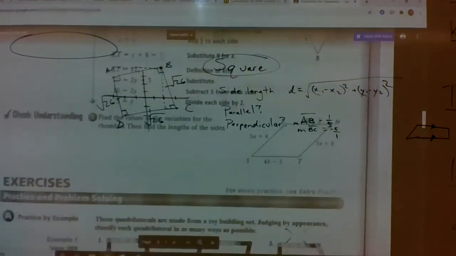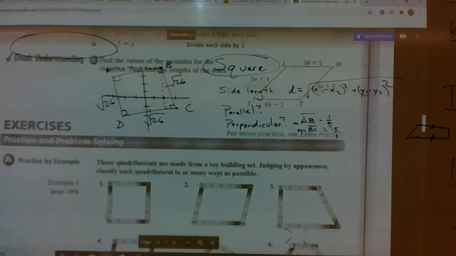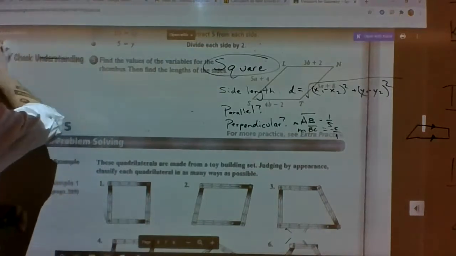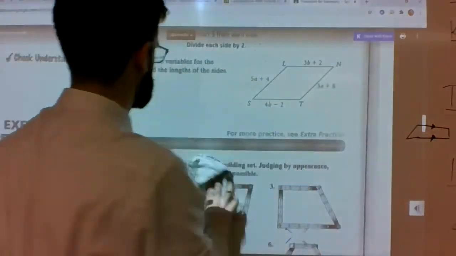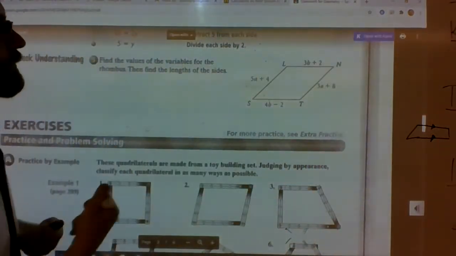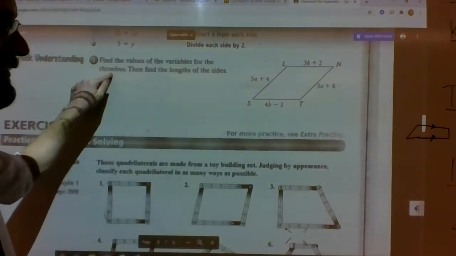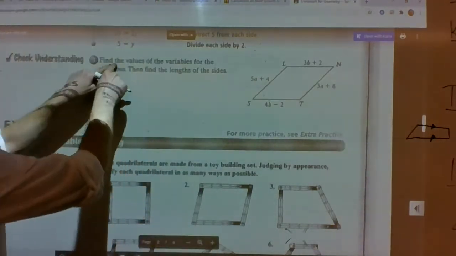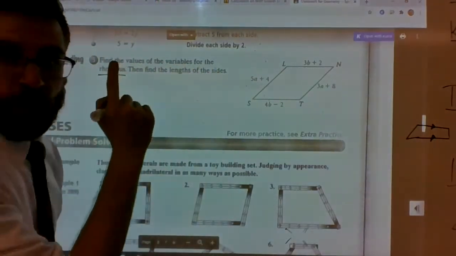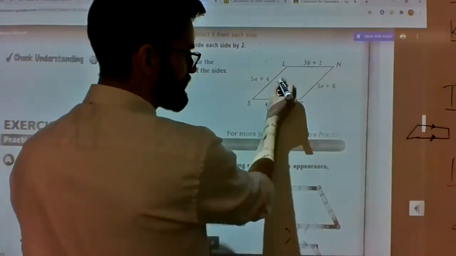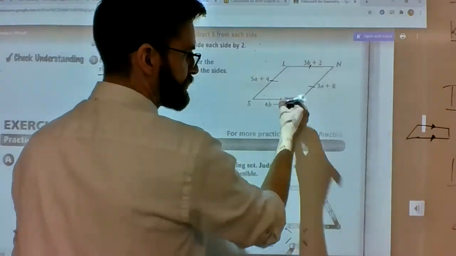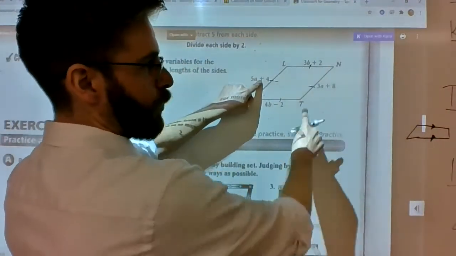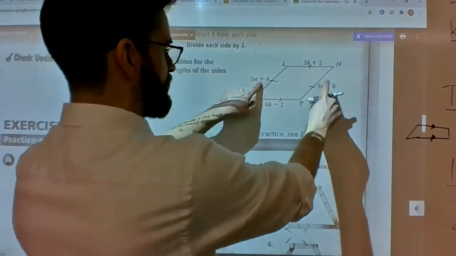Another one I wanted to talk about is number 3 on the check your understanding within the reading. So here's what we're doing. They're giving us information describing what the quadrilateral is. Find the values of the variables for the rhombus. So what do we know about rhombuses? All 4 sides are congruent. So instantly, this side would equal this side if we created an equation.